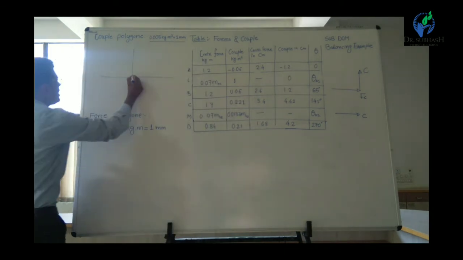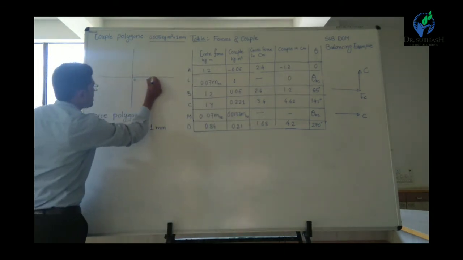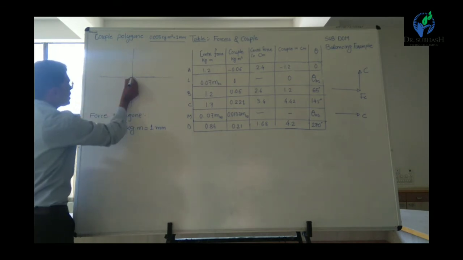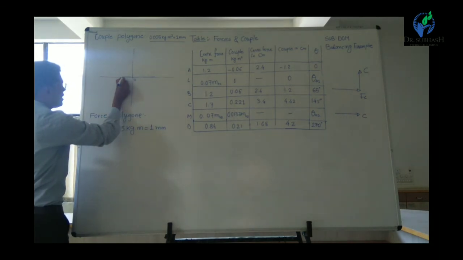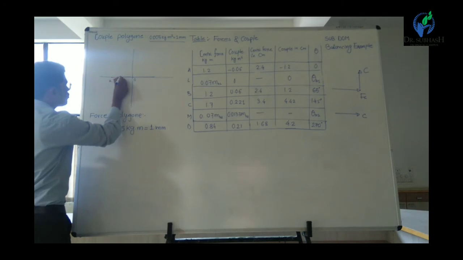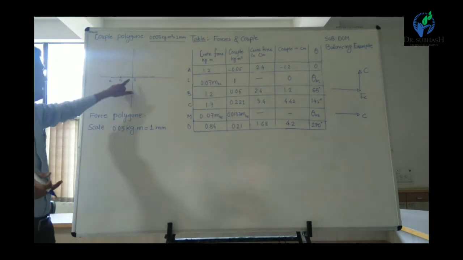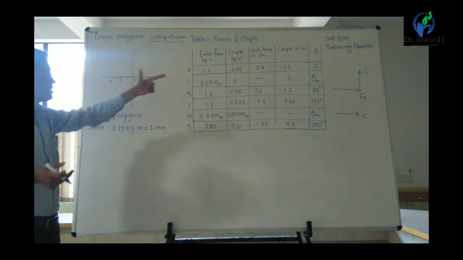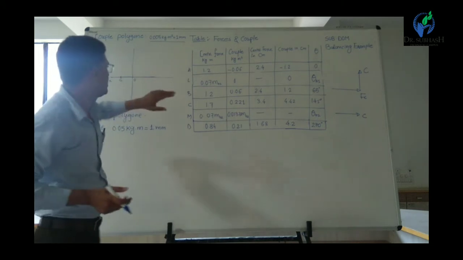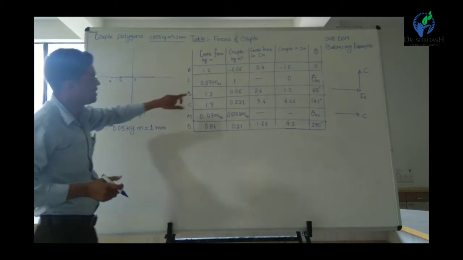So at 0 degree, if we draw a line, this is our 0 degree line. But the value is -1.2, so we consider the left direction, and let us assume this line has a length of 1.2 cm. So this is our C1. Here we represent OA as -0.06.